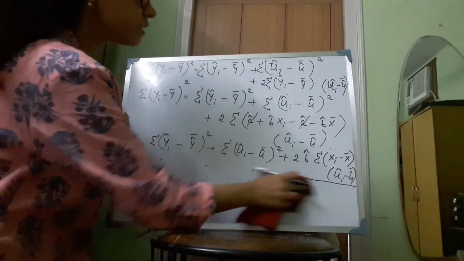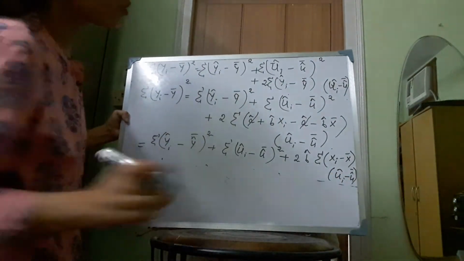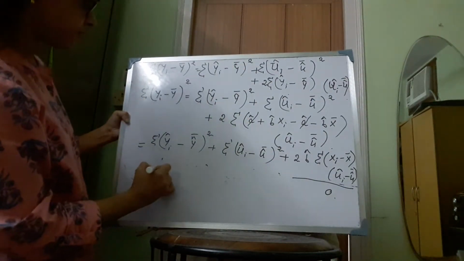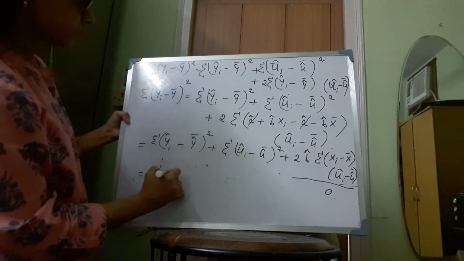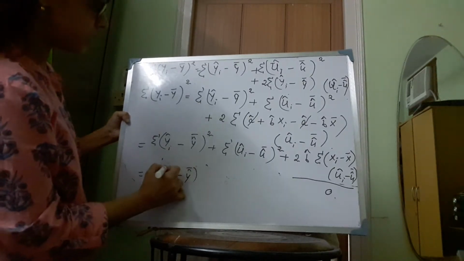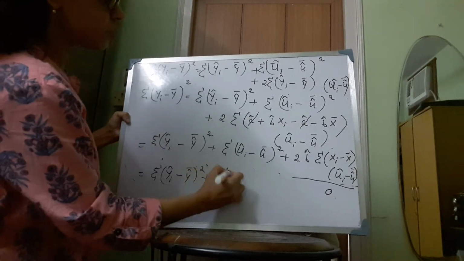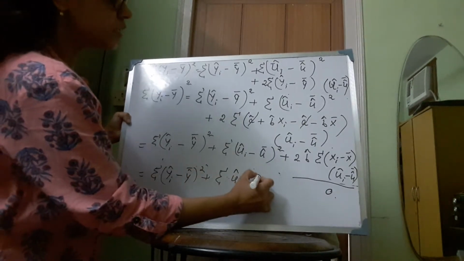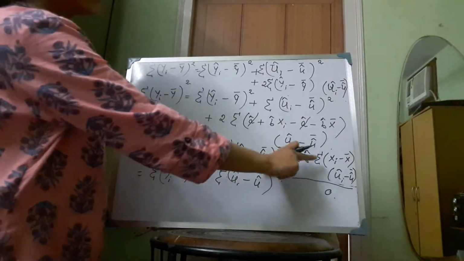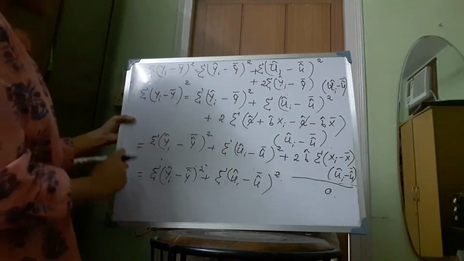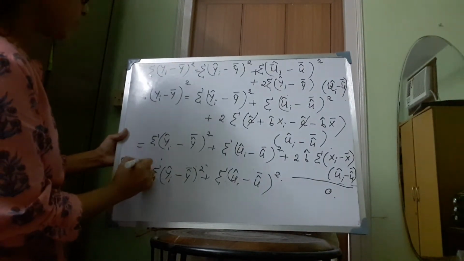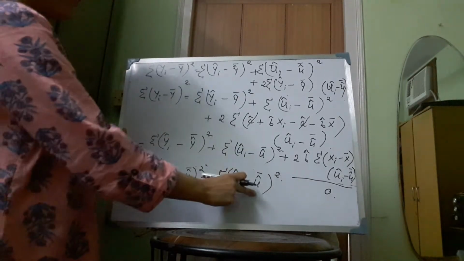So in that case, this third term will vanish. Here in place of the third term we can write 0. Therefore we are left with summation of (yi hat minus y hat bar) whole square plus summation of (ui hat minus u hat bar) whole square. So we are left with these two terms, and this third term vanishes. On the left hand side we have summation of (yi minus y bar) whole square, and on the right hand side we have two terms.